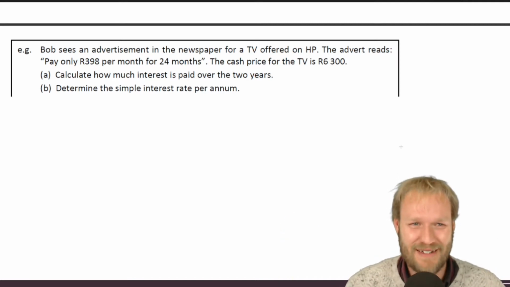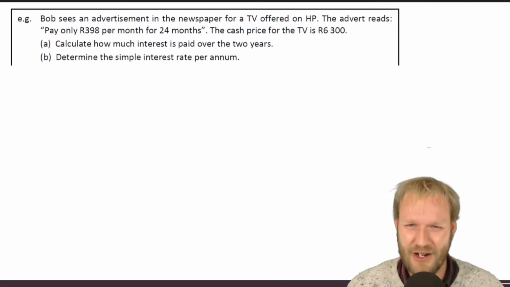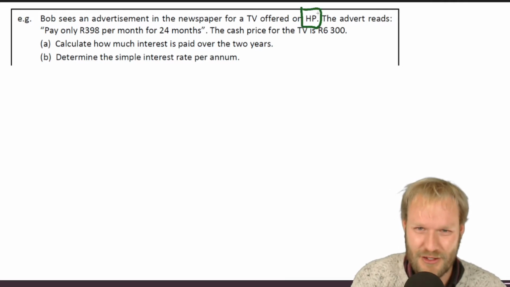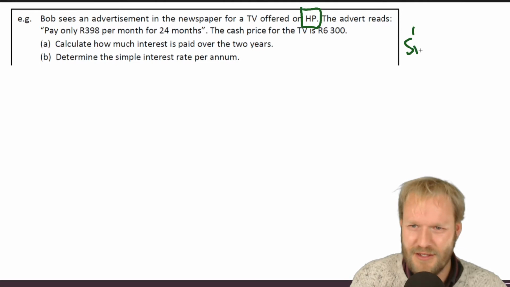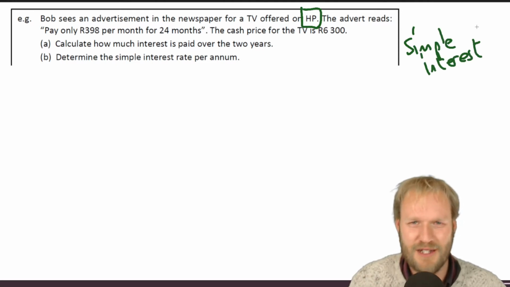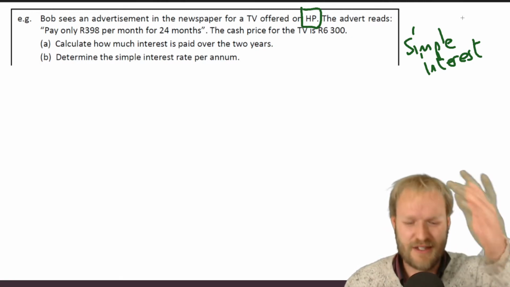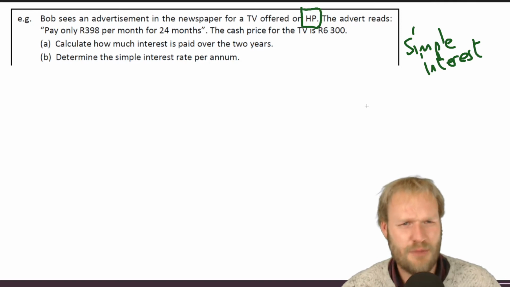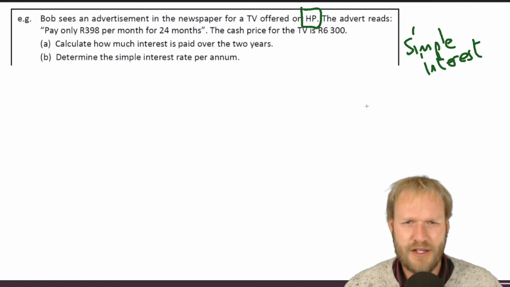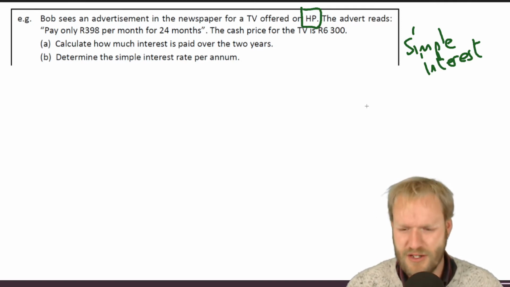So, Bob sees an advert in the newspaper for a TV offered on hire purchase. Hire purchase? What type of interest are we thinking? Well, we're thinking simple interest. At the moment, all we know about is simple interest, so it seems like a silly question, but we're thinking simple interest because it's hire purchase. The advert reads, pay only 398 Rand per month for 24 months, and the cash price for the TV is 6,300 Rand.